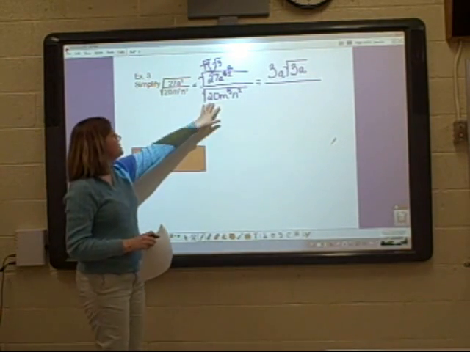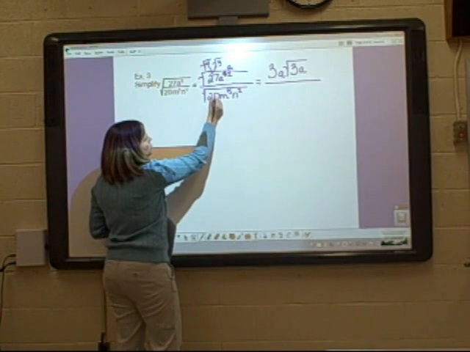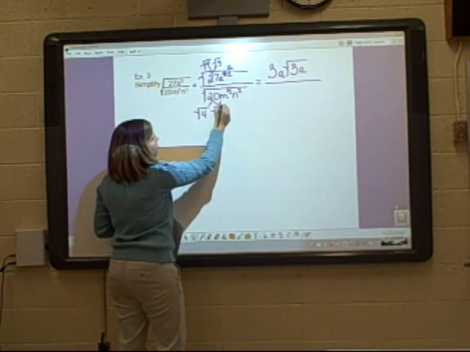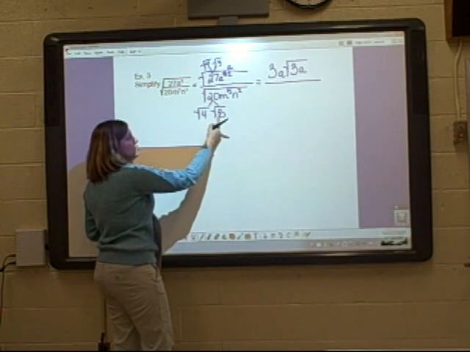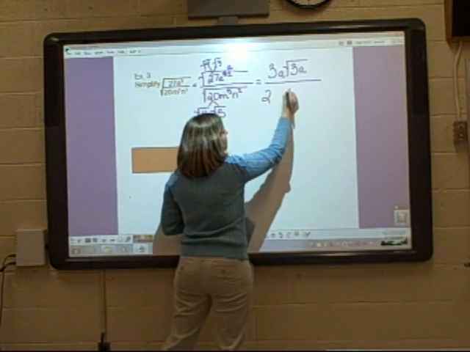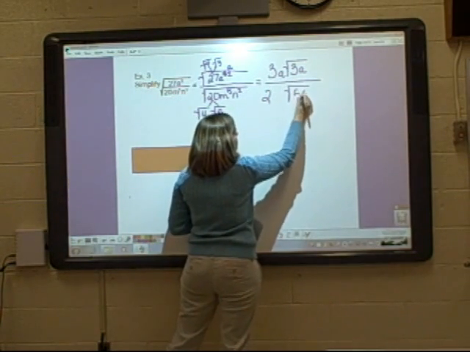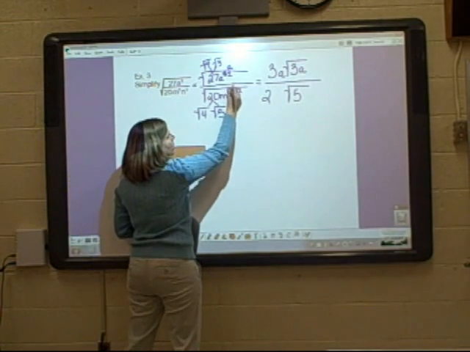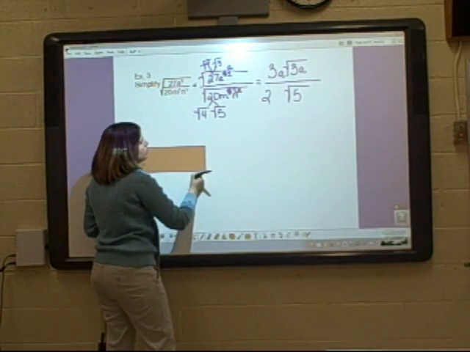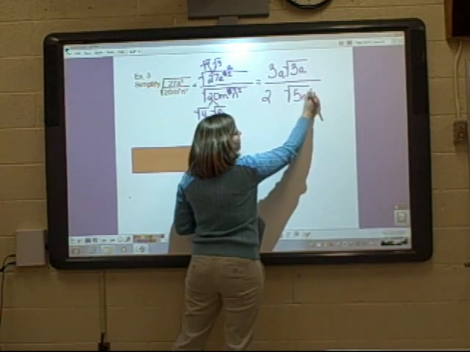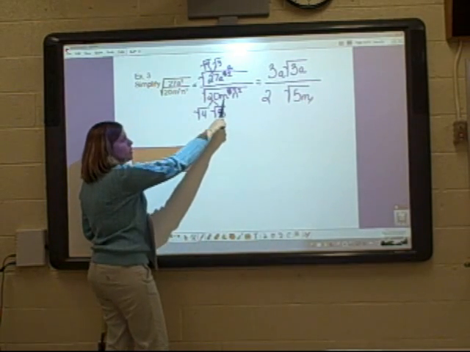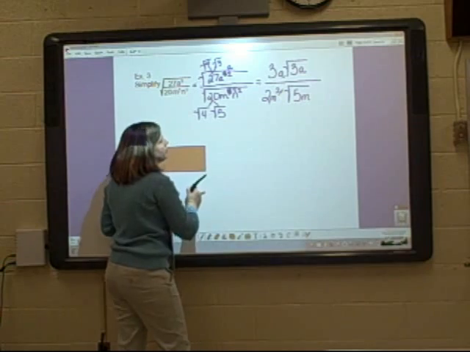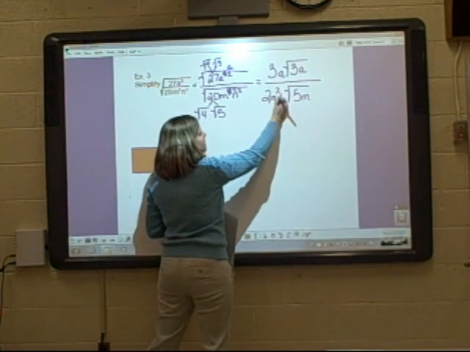Now in the denominator, the square root of 20 breaks down into root 4 times root 5, which is 2 root 5. I have an odd exponent m to the 5th, so I'm going to borrow 1 and make it a 4. The one I borrow stays under the radical. And the square root of m to the 4th is m squared. And the square root of n squared is n.